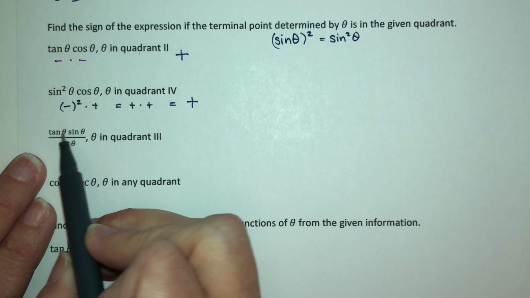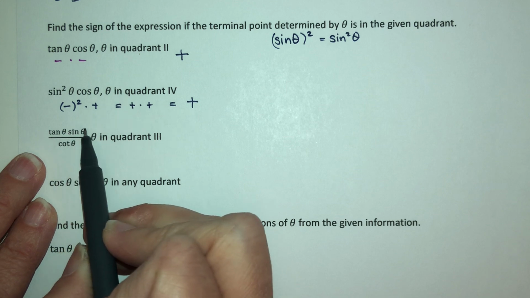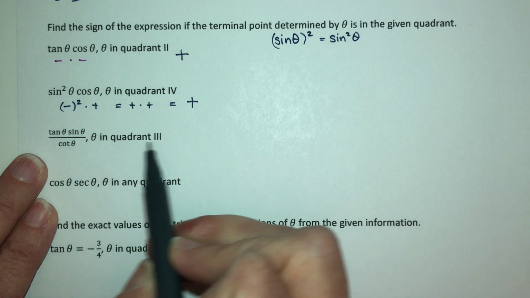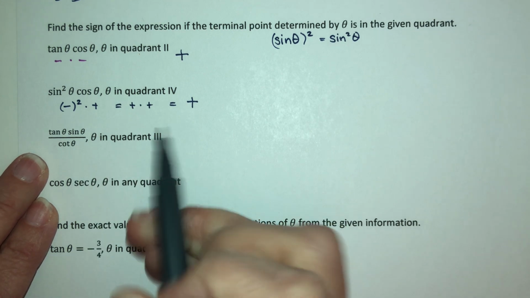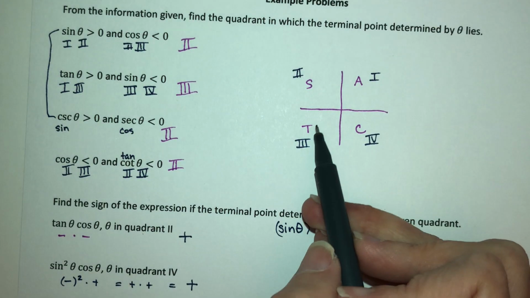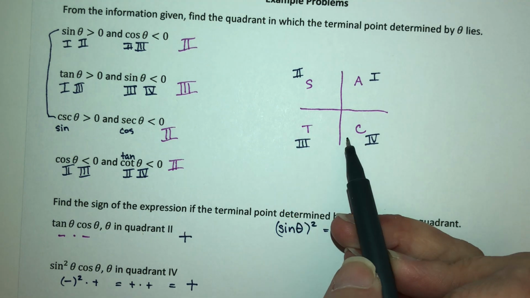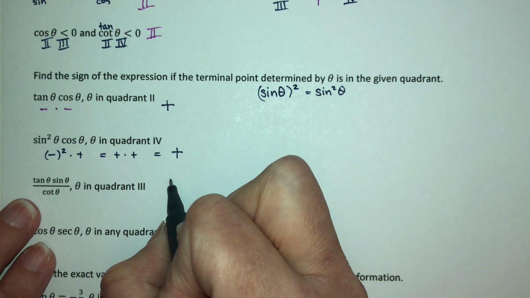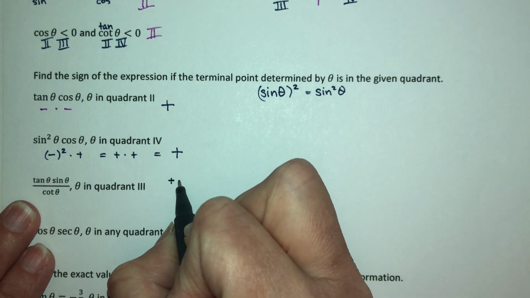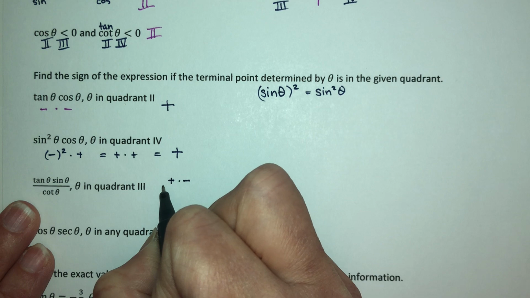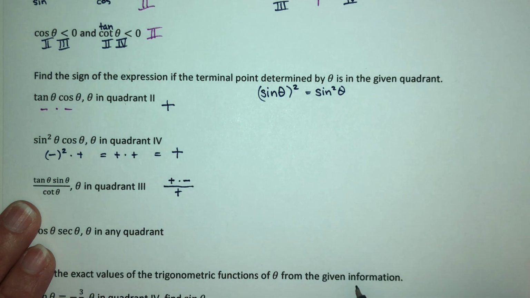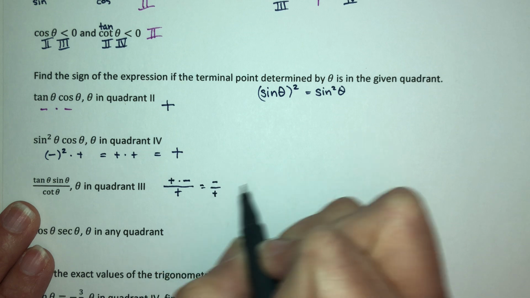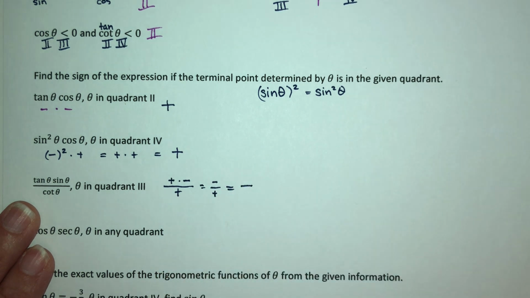Now, tangent theta times sine theta divided by cotangent theta, and we are in quadrant 3. In quadrant 3, tangent is positive, so cotangent is also positive. So what I have here is going to be a positive value times a negative value over a positive value. Multiplying here, you're going to get a negative divided by a positive, so your overall answer is negative.